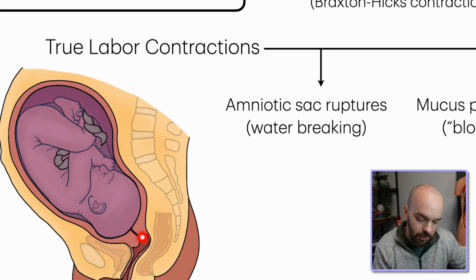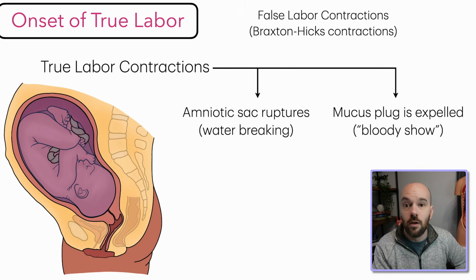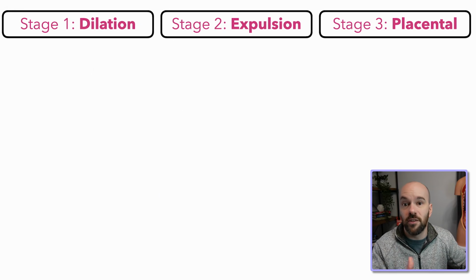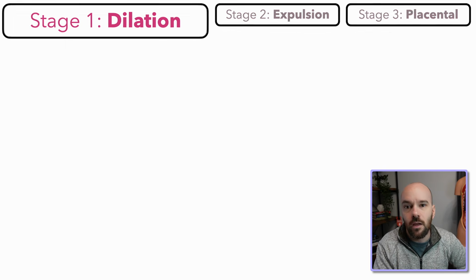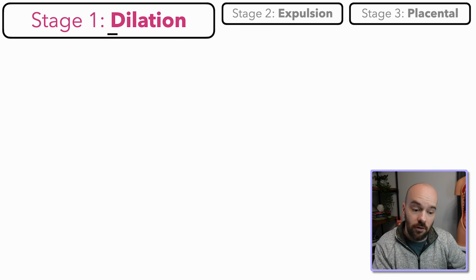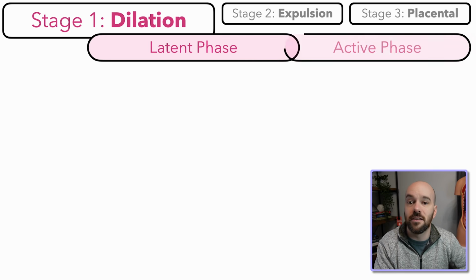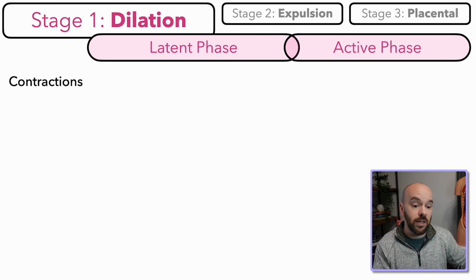So that mucus plug is there to protect the baby, but when the baby's getting ready to be born, that plug is expelled. So once true labor contractions have started, then we're into the stages of labor and birth, starting with the dilation stage. The dilation stage is broken into a few phases. First is the latent phase, and second is the active phase. Sometimes a third phase is included here called the transition phase, and that would be at the very end of the active phase. Now, several changes are taking place during the phases of the dilation stage.